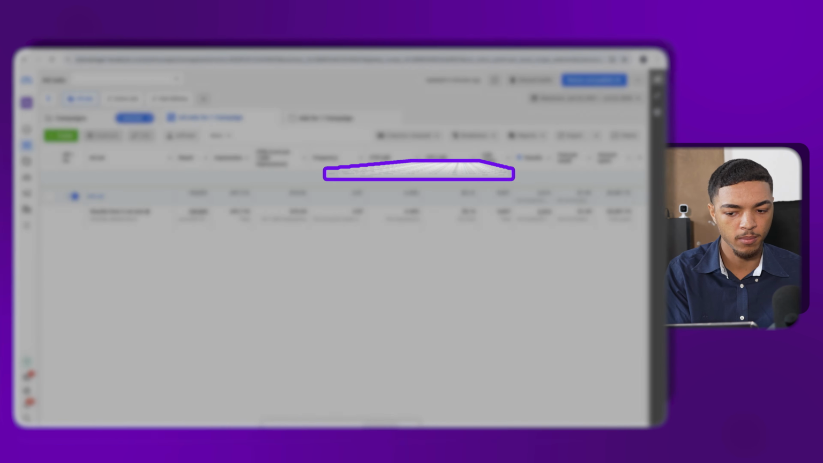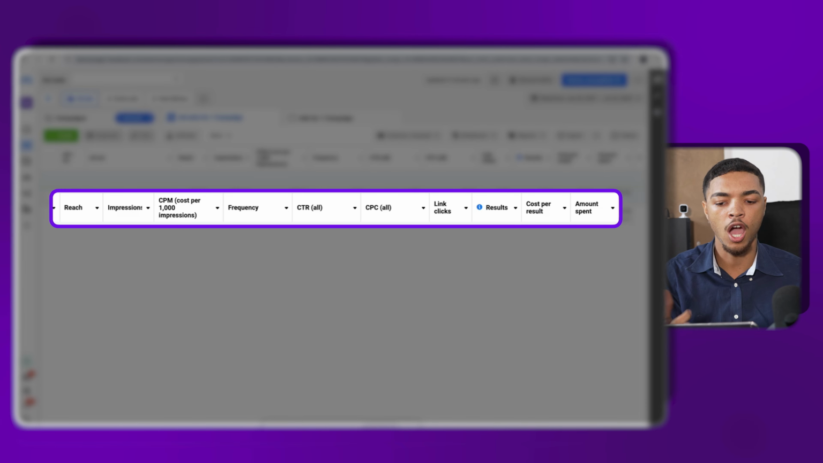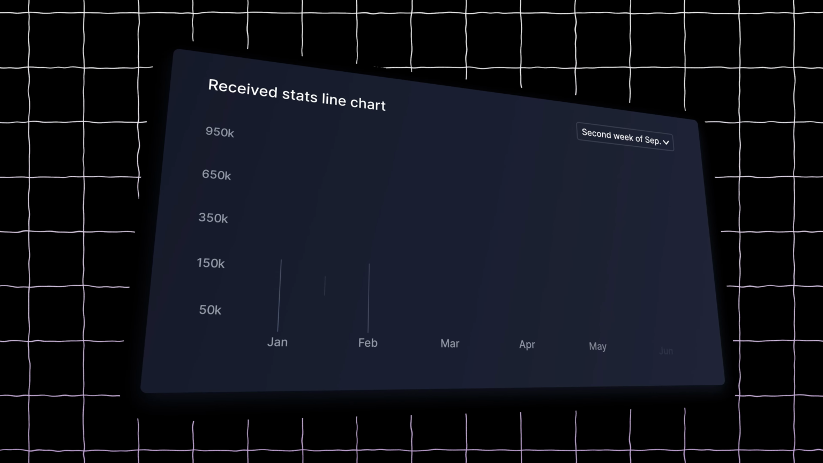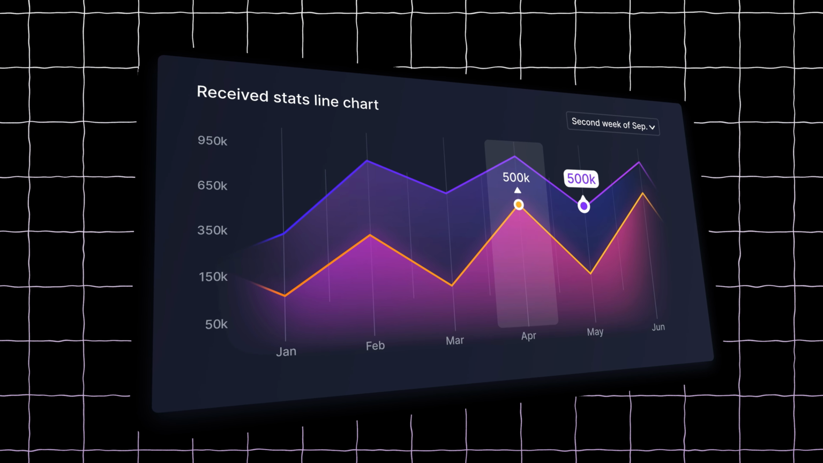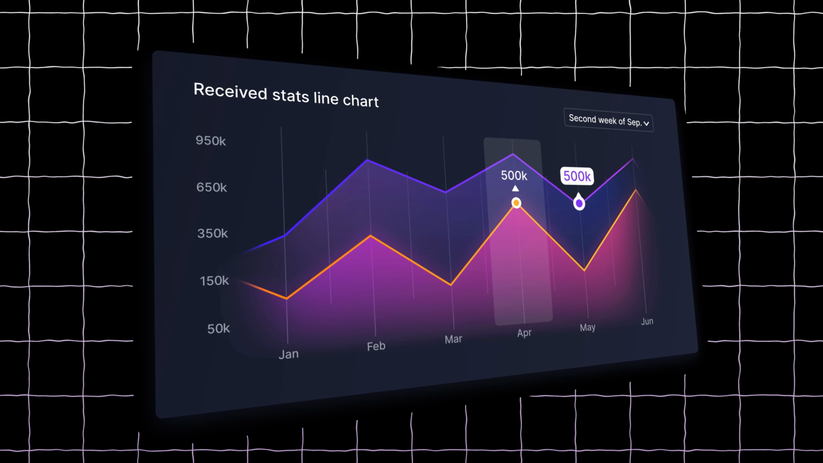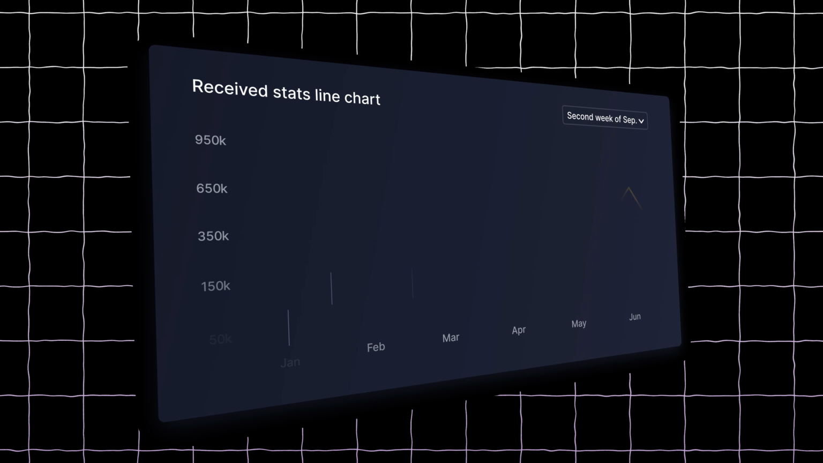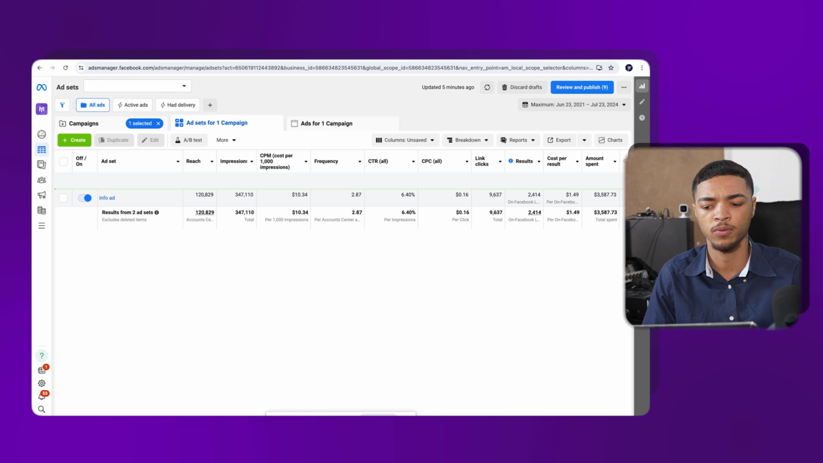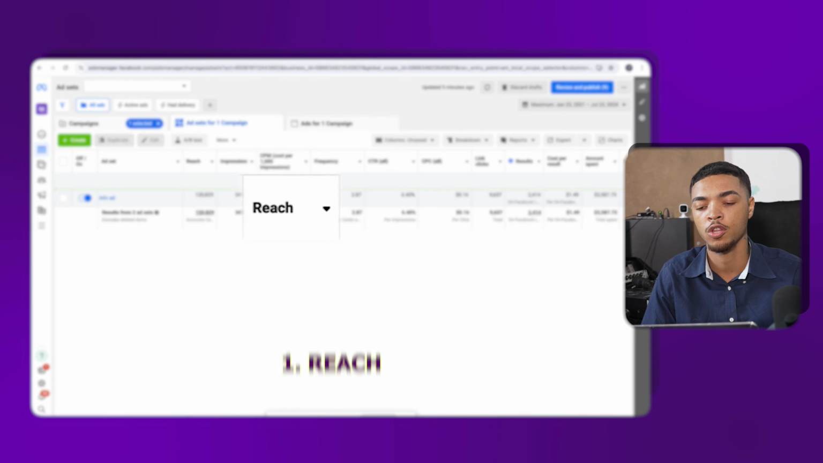At the top, you have these different columns, right? And these columns are what you are going to use to know the metrics, how your ad is performing. Like I said, what to change, what to keep the same, what to improve, and that type of information. So let's start out with the basic metrics that everybody should understand, which is the reach.